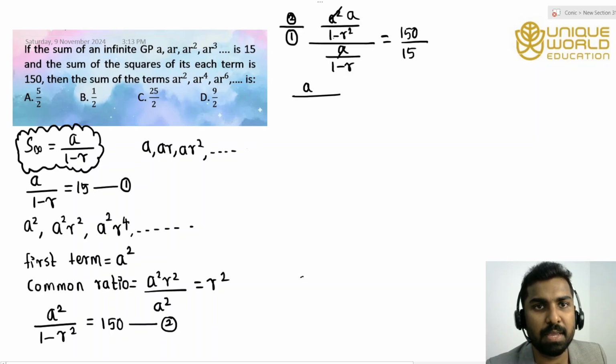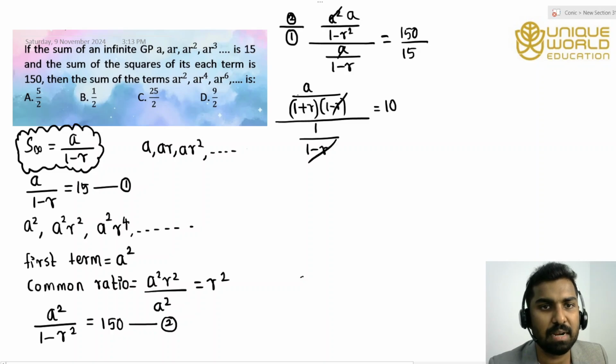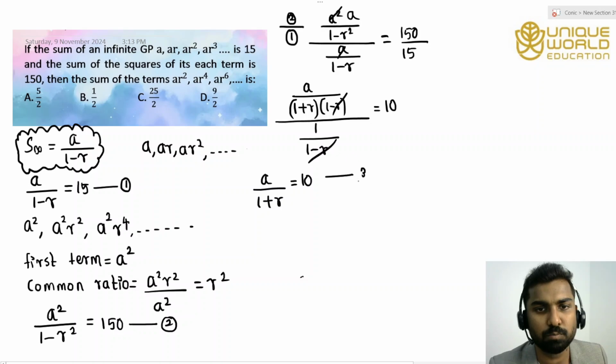So A divided by 1 minus R square, I can write as 1 square minus R square, which is (a plus b) into (a minus b). So I can write 1 plus R into 1 minus R, whole divided by A divided by 1 minus R, that will be equal to 150 by 15, which means 10. So 1 minus R and 1 minus R I can cancel. I get A divided by 1 plus R equal to 10. This you can put as equation number 3. Now we can easily solve equation 1 and equation 3 for the values of A and R.